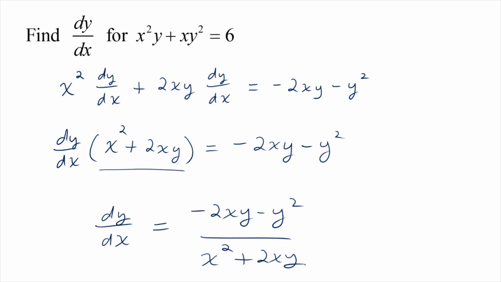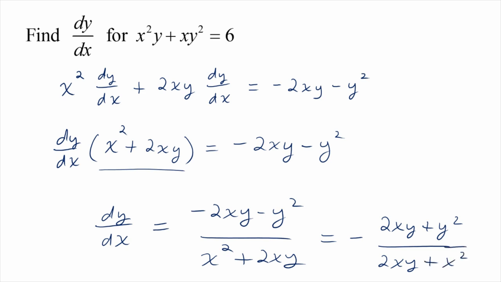This could also be written as negative 2xy plus y squared over 2xy plus x squared.